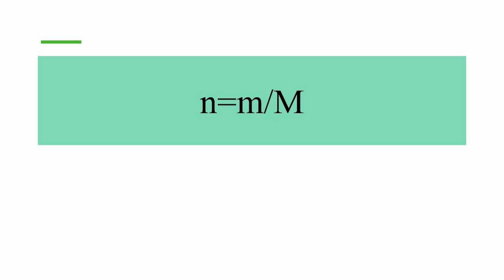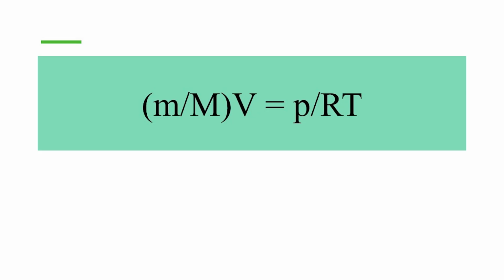What is n? n is the number of moles. How can we calculate the number of moles? Number of moles of a substance is equal to mass by its molecular mass. So the equation is n equal to m divided by M, where small m is the mass of the gaseous substance and M is the molar mass or molecular mass. So we substitute the value of n in the ideal gas equation, which now becomes m by M into V is equal to P by RT.